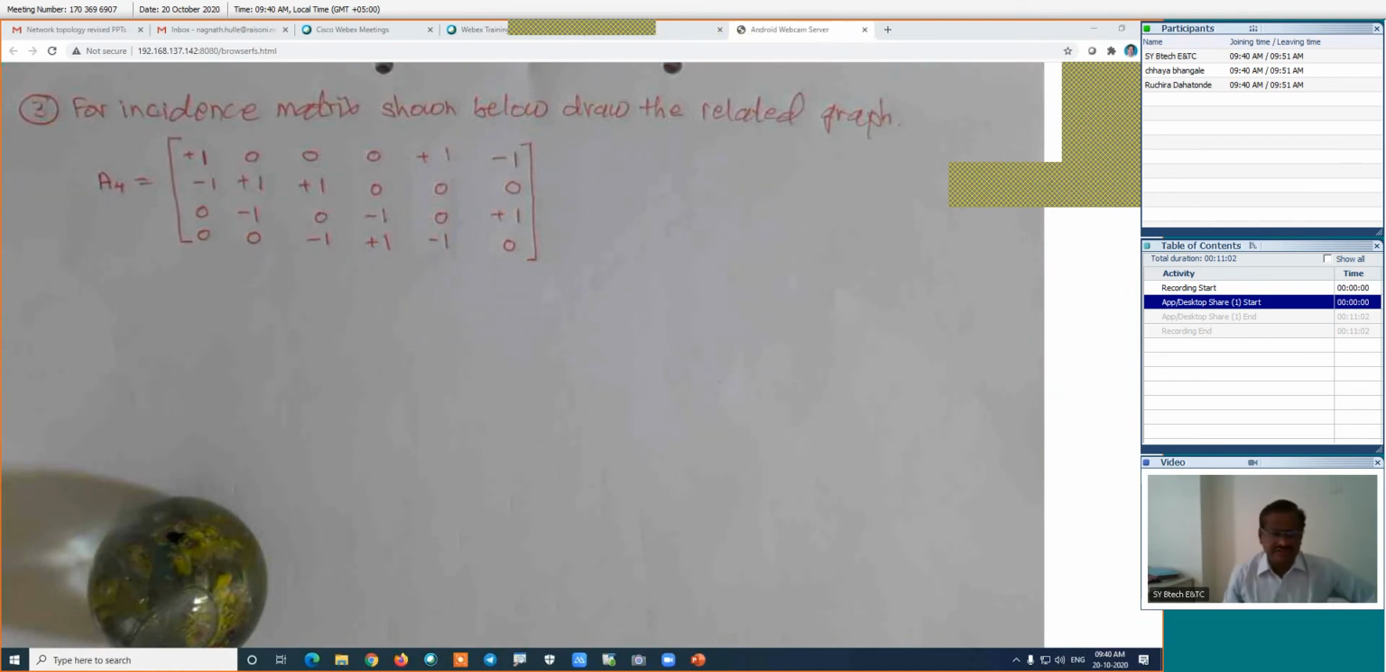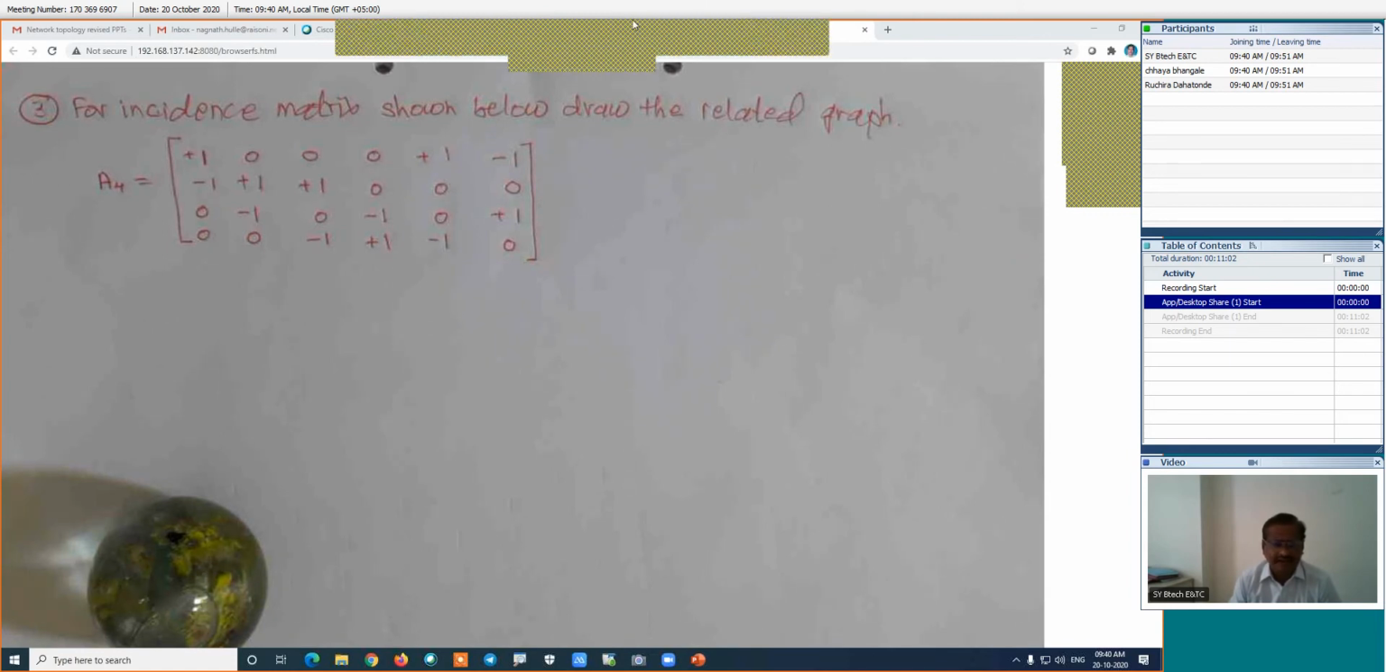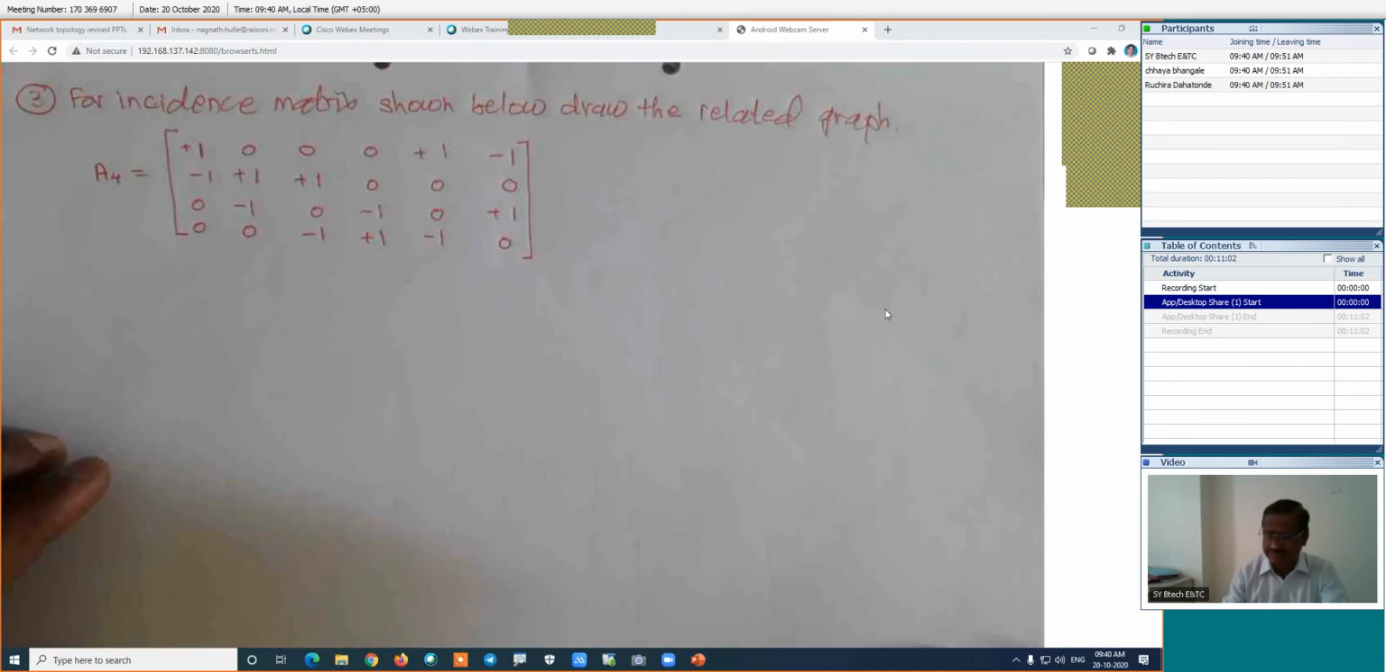What is the statement? For the incidence matrix shown below, it is not the reduced incidence matrix, it is the original incidence matrix. For the incidence matrix shown below, draw the related graph. Means here in this case we want to draw the related graph. I will discuss that particular point.